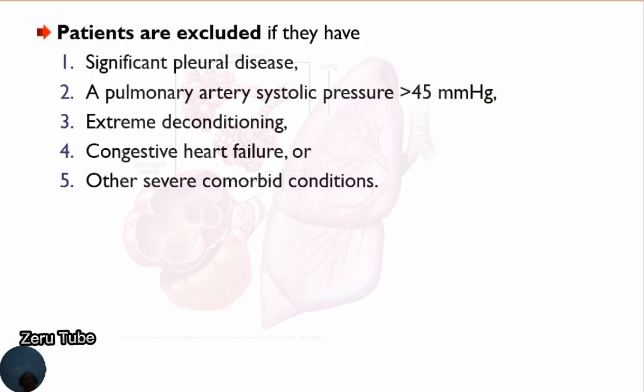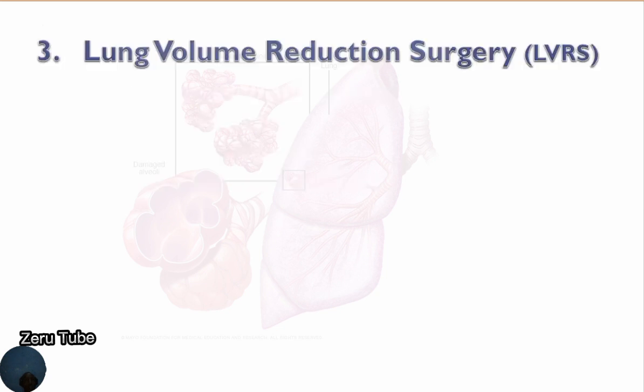These patients are excluded if they have significant pleural disease. Contraindications: significant pleural disease, pulmonary artery systolic pressure, extreme deconditioning, congestive heart failure, severe comorbidity conditions are contraindicated for lung volume reduction.